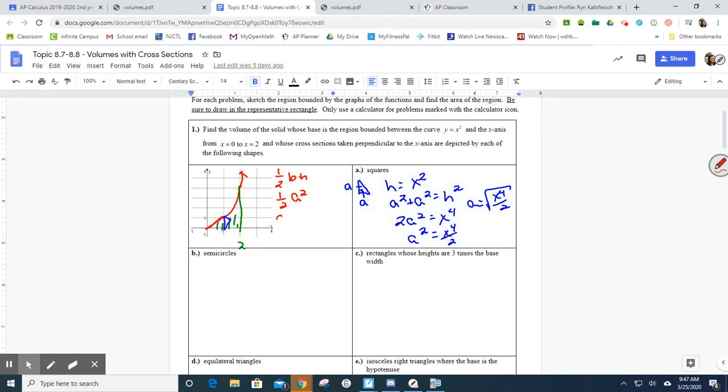So I'm going to go from 0 to 2. I'm going to put the 1/2 out front from this 1/2, and I'm going to say the square root of x to the fourth over 2 quantity squared dx. And to write it a little bit neater, I'm going to have x to the fourth over 2, since the square and the square root cancel each other out, dx. And that's how I would derive it.